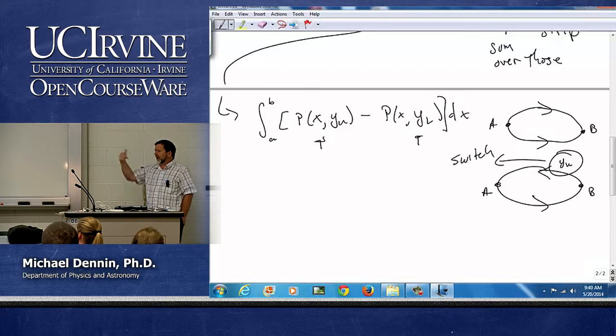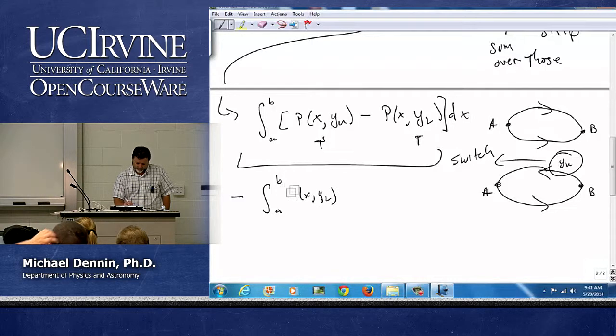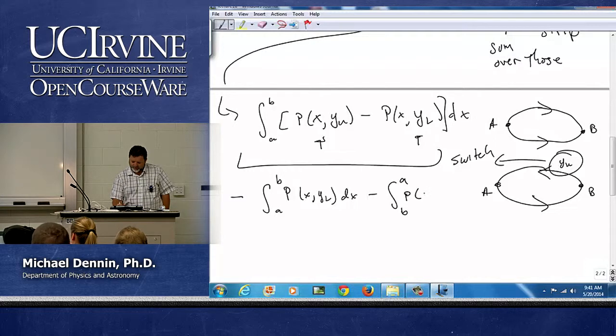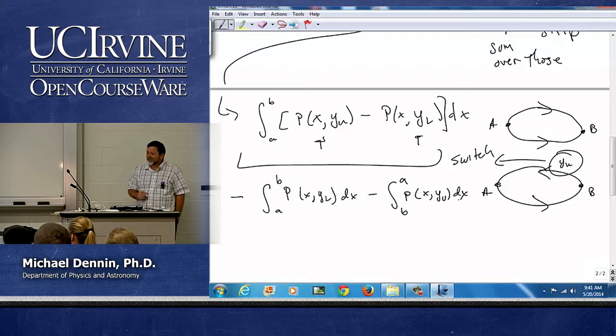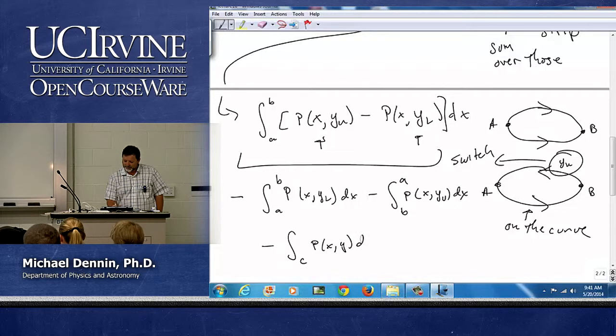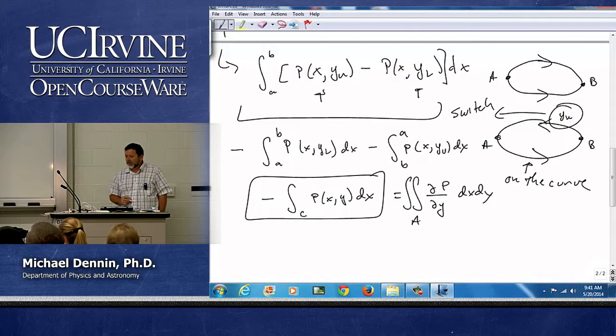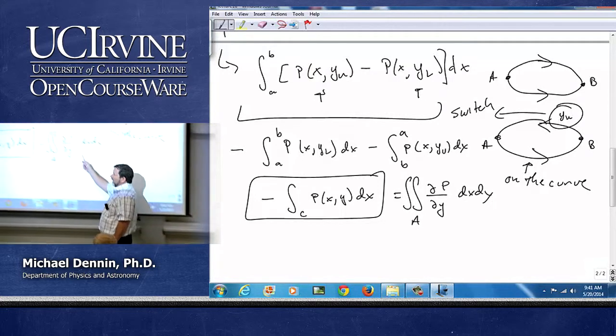And it just turns out that this is kind of our right-hand rule-ish idea. And so by switching, we get a minus sign, and so I have minus the integral from a to b of p of x y lower dx minus the integral from b to a of p x y upper dx. But that is just the definition of going on the curve. That's what the line integral means. So this is just minus the integral on the curve of p of xy dx. Okay? And this was our integral of dp dy dx dy, that double integral over the area. So we see that's why there's a minus sign in the dp dy integral, this minus sign here.